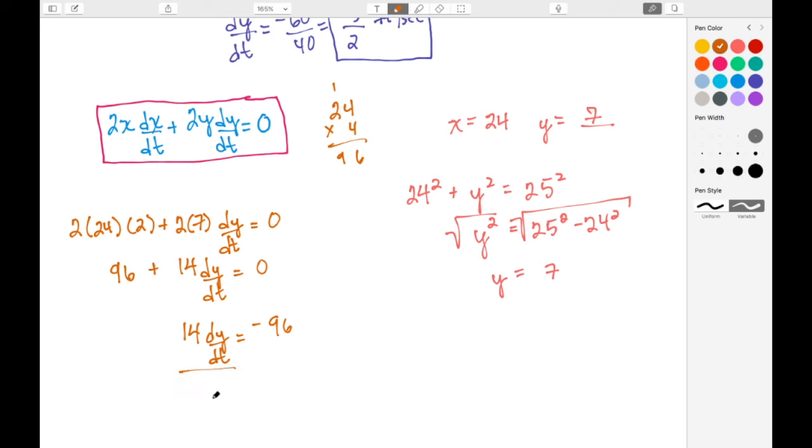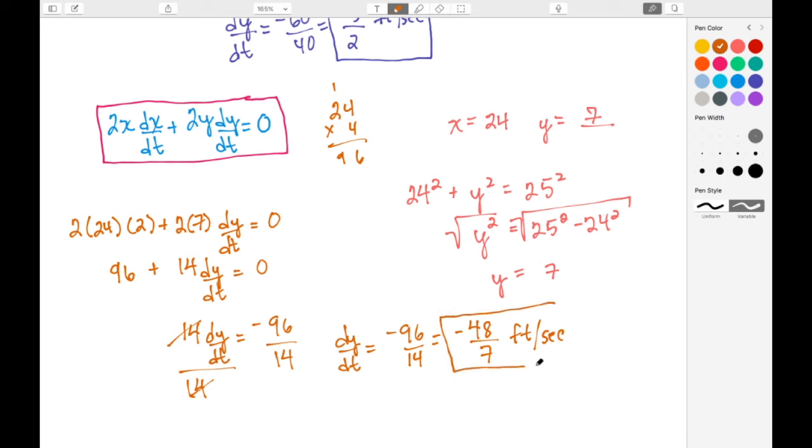And then we're going to divide both sides by 14. We do that to isolate the dy/dt. So here we have dy/dt is equal to negative 96 over 14. And then once we do that simplification, this turns out to be negative 48 over 7. And again, that's feet per second.